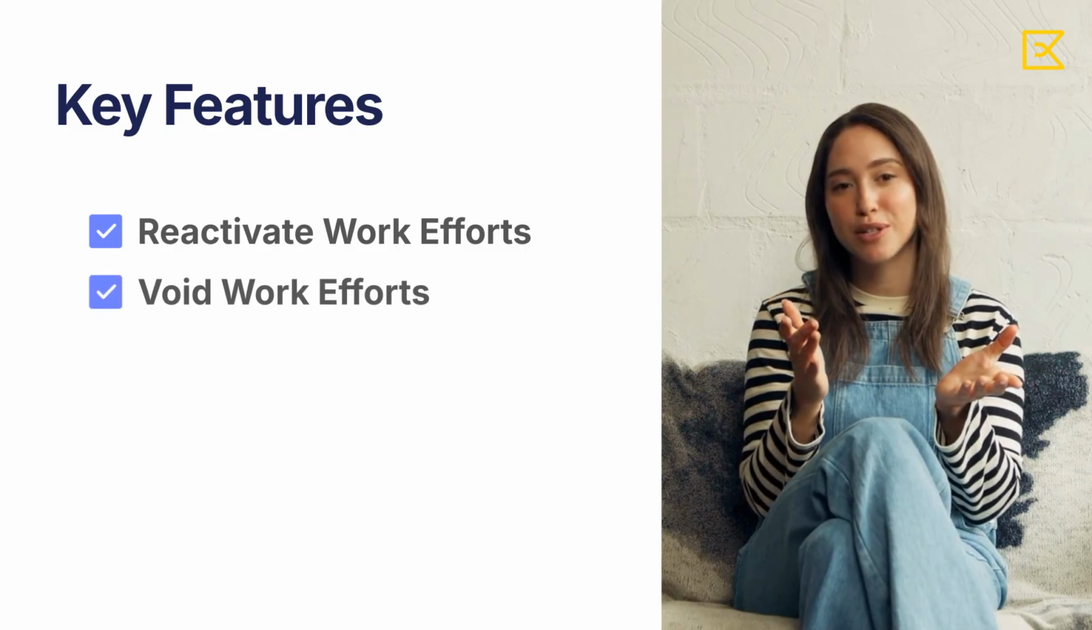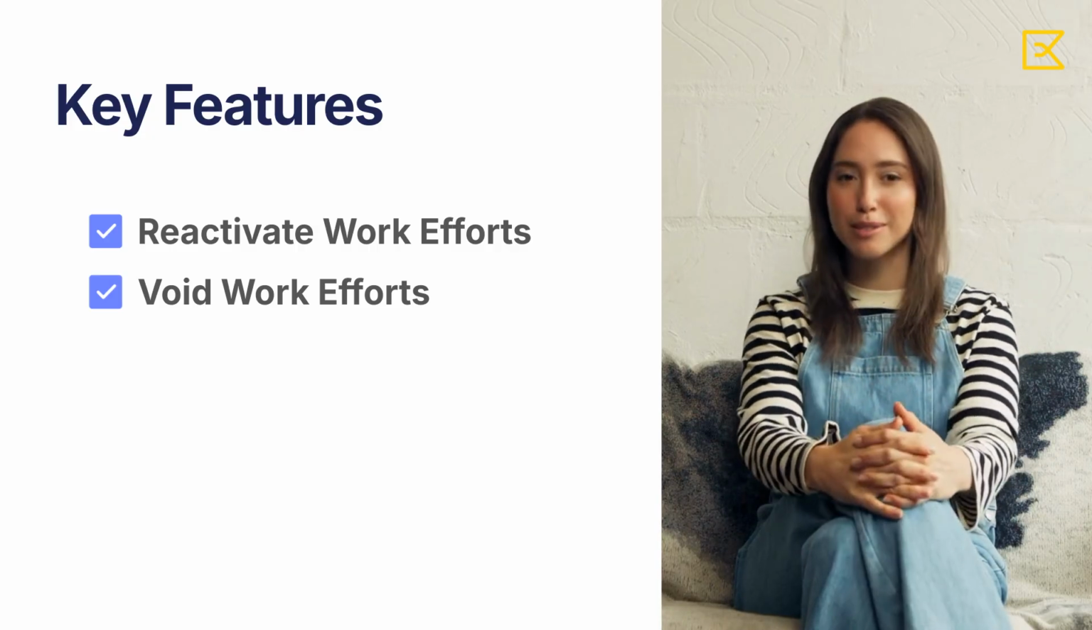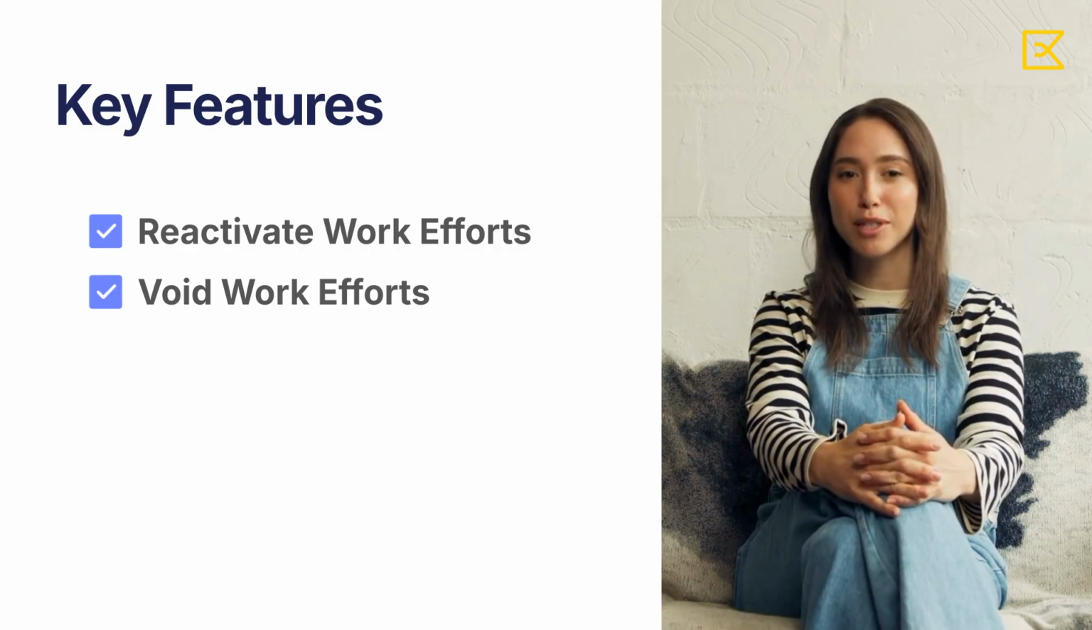The other is voiding, which is your cancel button. Use this when a work effort was created in error or needs to be completely nullified. It creates a reversing document to fix your inventory and marks the original as void.